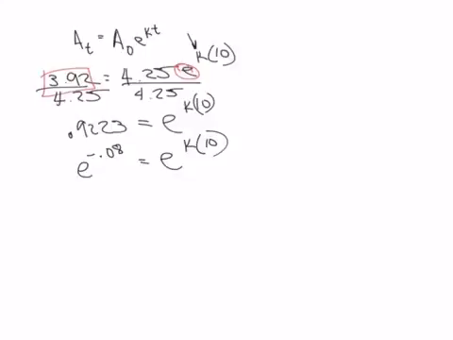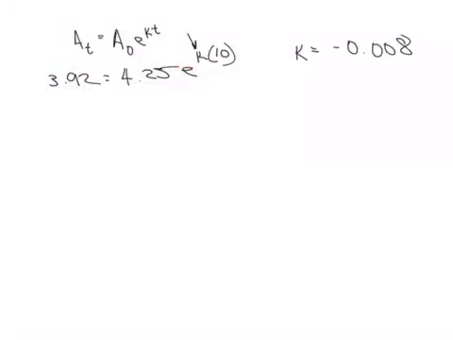Okay, now that I have E's on both sides, so my K then is going to be, let me do something else here. My K is going to be negative 0.008. Okay, so the only reason I did that is to find K. All right, so now I'm going to write my equation. Okay, so now I'm going to start filling in blanks.